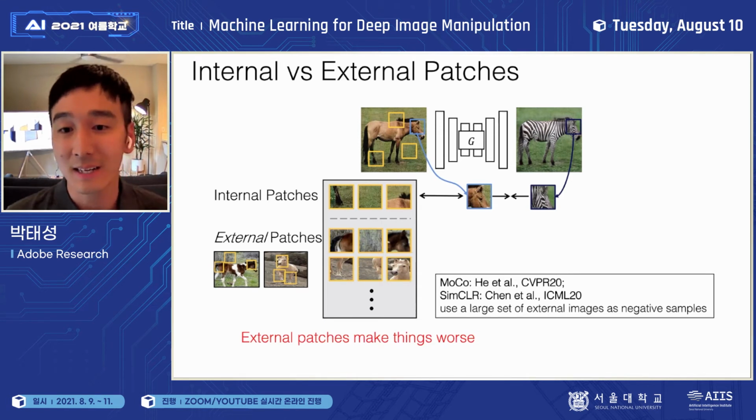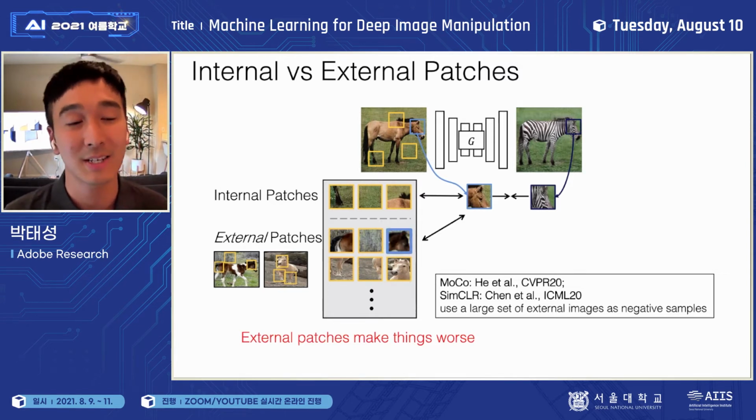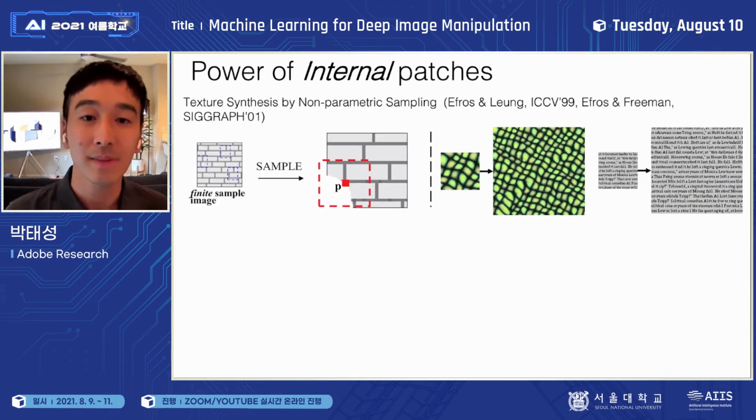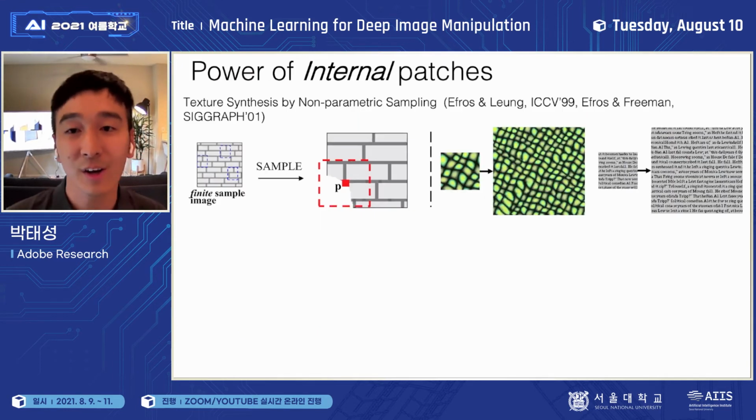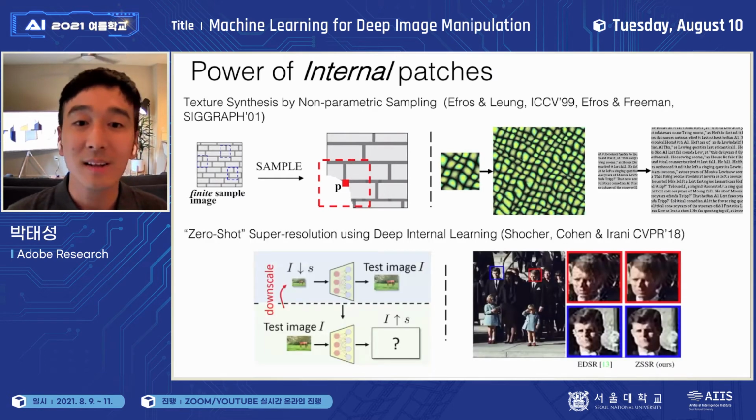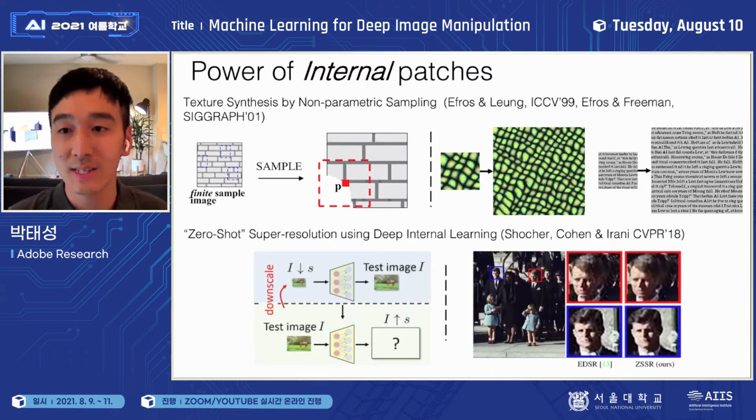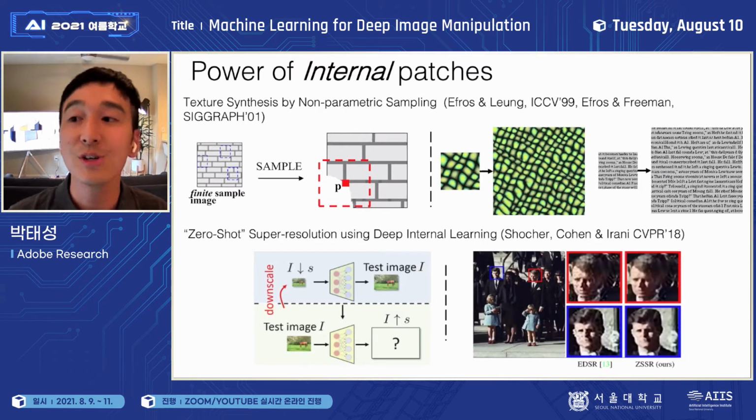And we hypothesized that it's because the external patches are too easy to distinguish, and they sometimes contain false negatives, like the highlighted horse head patch. In fact, the power of internal patches has been well known in classic texture synthesis work. More recently, training a super resolution network on the same but downsampled image was shown to achieve performance competitive with other methods trained on the entire dataset. And just like this, our model fully leverages the internal statistics of a single input image.